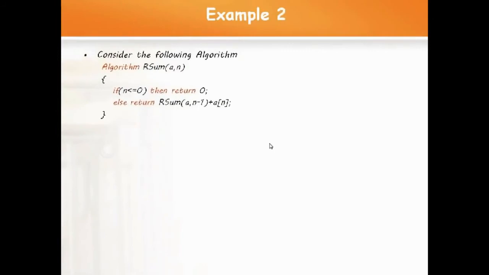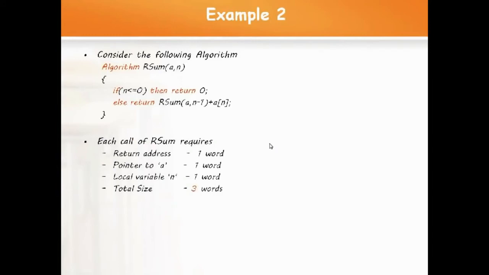Let us see an example of recursion. Let us implement the sum of an array of n elements using a recursive algorithm. If n is less than or equal to 0, then return 0. Else, I will calculate a of n plus the recursive sum of a of n minus 1. Now, in this case, the space requirements are as follows. Any recursion call involves the space for local variables, the space for return addresses, as well as the pointer. Here, R_sum is a recursion call.